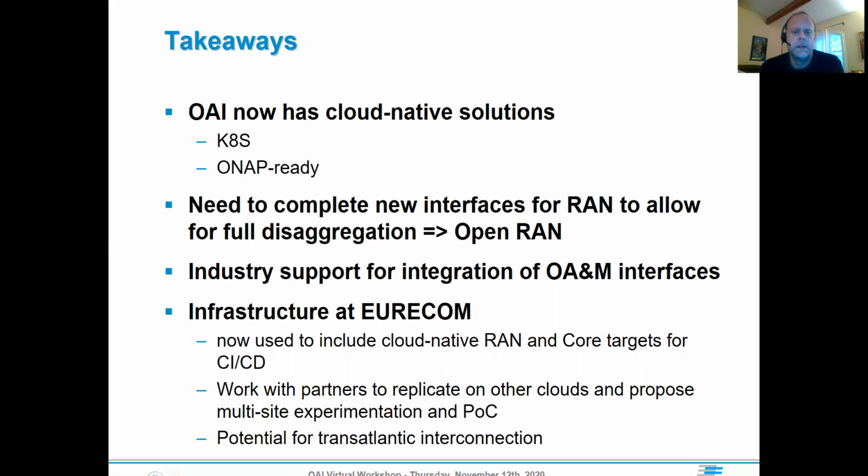It's also used to work with partners to replicate on other clouds and propose multi-site experimentation and proofs of concept. And there's also potential here for transatlantic interconnection with our partners inside of POWDER.